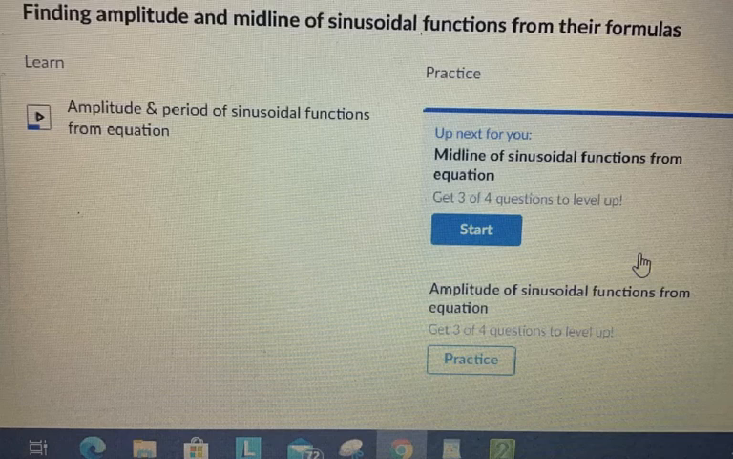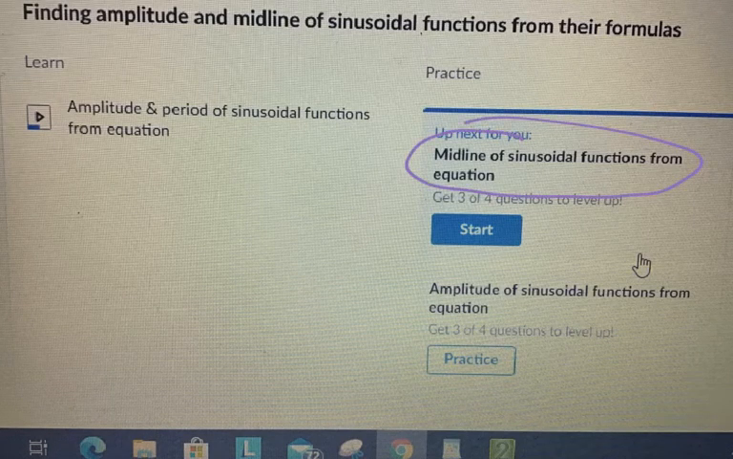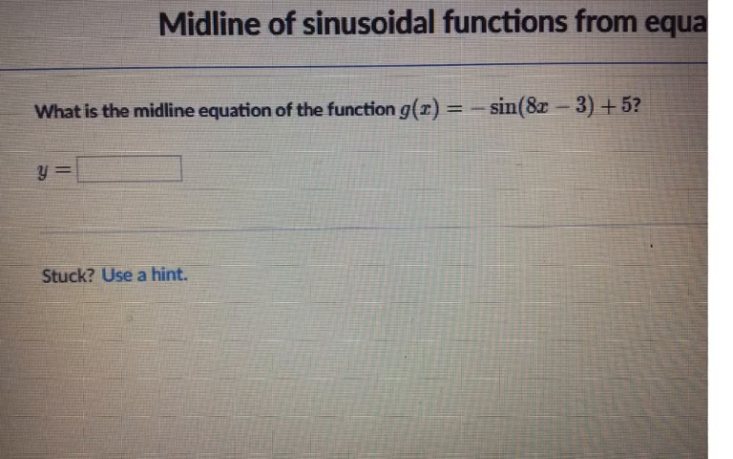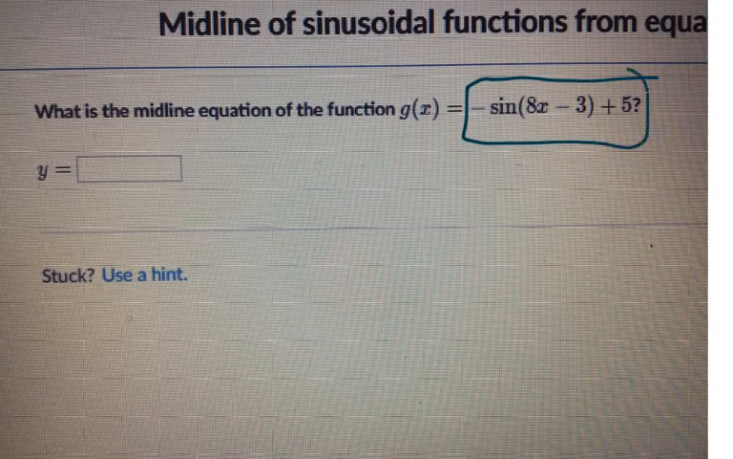So, this time, we're going to do this right here. I assigned it to you. I'm going to click on Start. Here we go. Only 4 problems. You ready for this? They didn't give you the graph. They gave you the equation, the function.